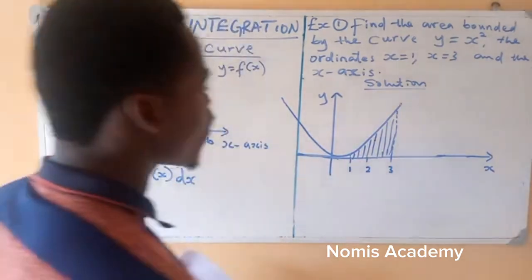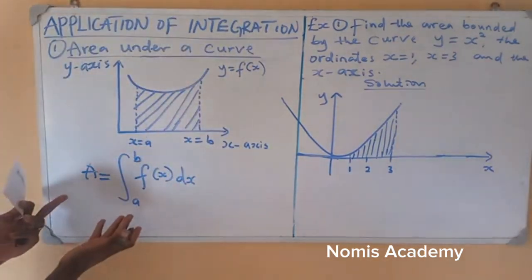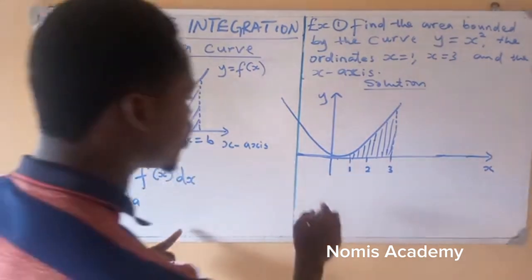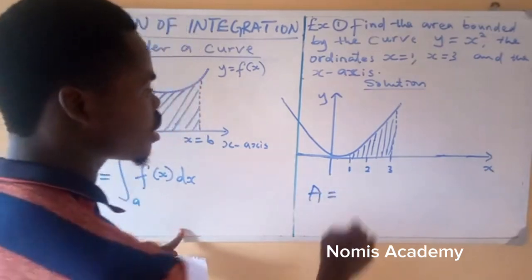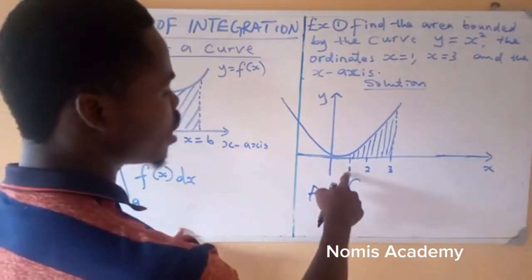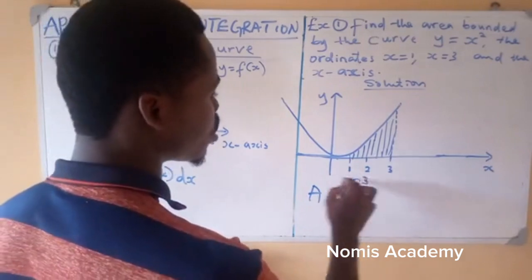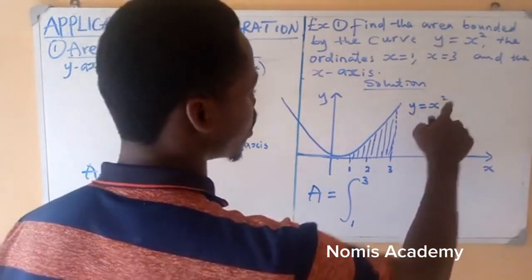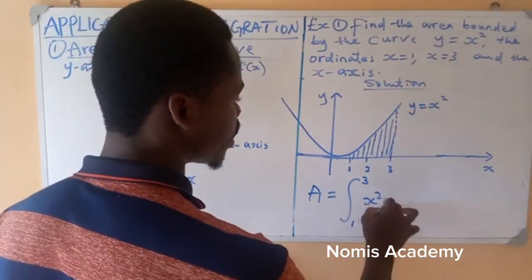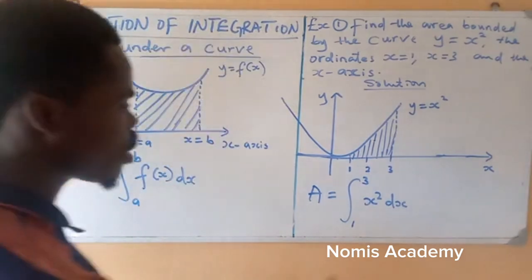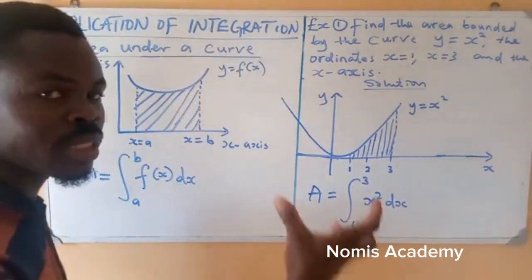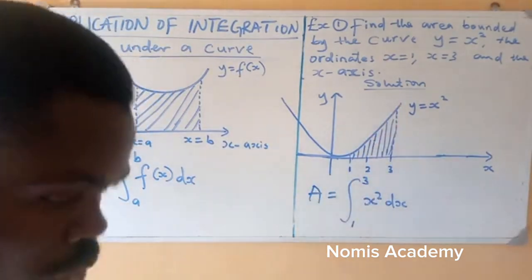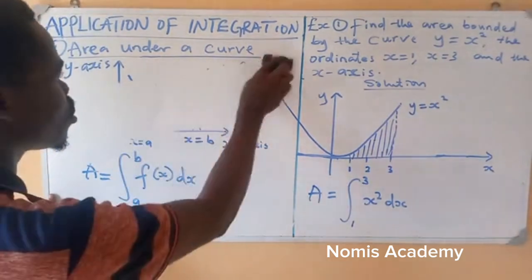Alright, so remember the formula given. The area of the function is given by the integral from a to b of f of x dx. So the area is the integral, the lower limit is 1 and the upper limit is 3. Then the function, that's for the curve, which is y equals x squared, gives us x squared dx. So if we integrate this and slot in the limits, the real number will be the area under the curve. So let's clean this other side to get the solution to the problem.